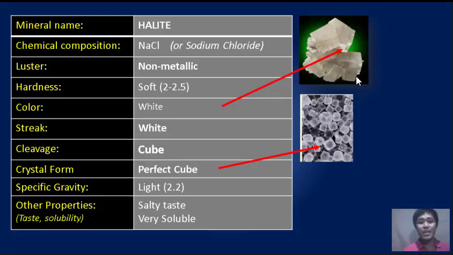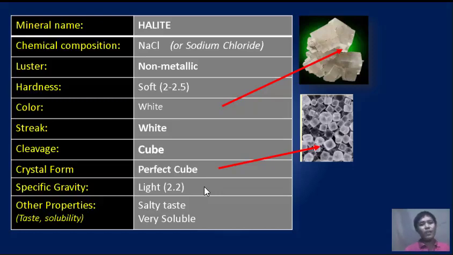In terms of streak, it is white. When you say streak, it is the powder produced after scratching a certain mineral with a harder object. In terms of its crystalline structure, halite is cubic, perfect cubic. In terms of its specific gravity, it is light. Here are the other properties of the halite mineral. In terms of taste, it is salty, and in terms of solubility, it is very soluble in water.